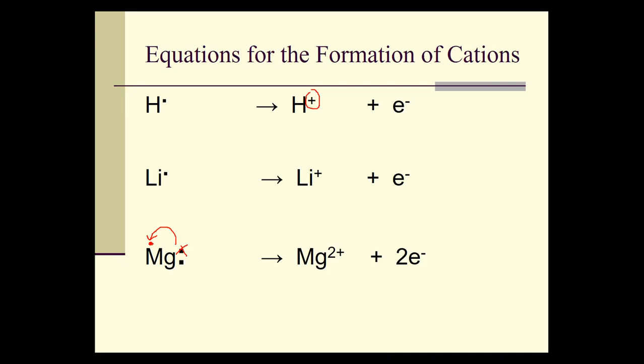It needs to get rid of 2 electrons. And what happened to its charge when it got rid of 2? Well, it got a +2 charge, okay? So again, chemists are lazy. Lithium has a +1, hydrogen has a +1. If you want to put +1, that's fine with me. But if you see this, it is lithium +1, okay?